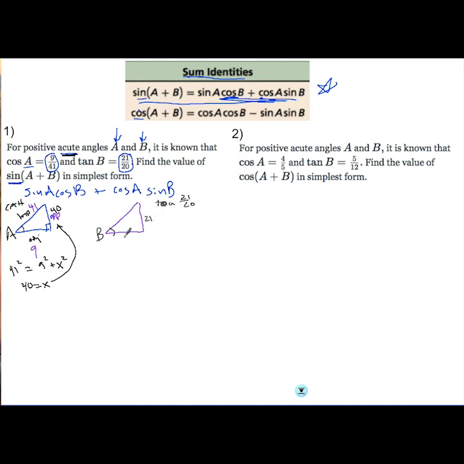And the adjacent side is 20, TOA. So this is adjacent side, opposite side, and this is hypotenuse. We need the cosine. If we look at this formula here, it uses the cosine of B. So we're definitely going to need this hypotenuse here. We'll use Pythagorean theorem again here.